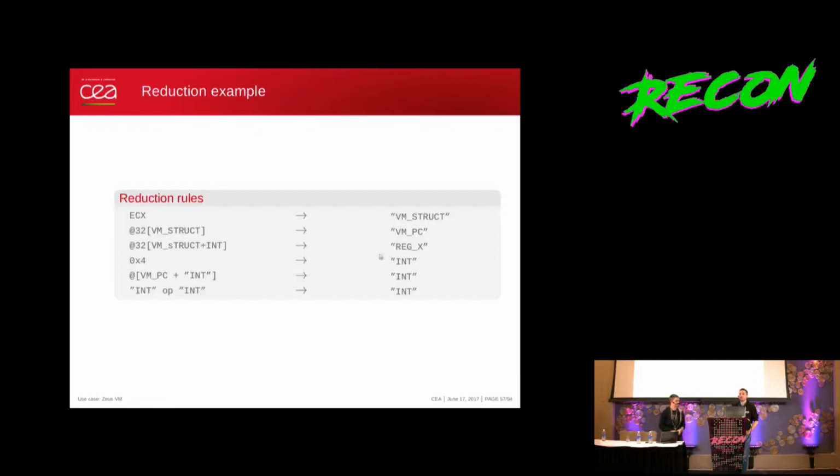An integer will be reduced as a generic integer, and something like this. So a lookup at virtual machine program counter plus an int will give an int because it's obviously a lookup of the immediate part of the instruction, which can be used for the offset or for the register number, for example. And the last one is that any operation between two integers will be reduced as an integer.